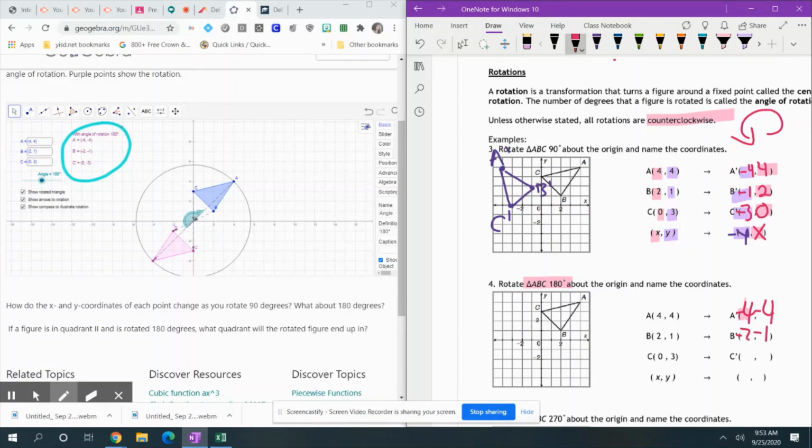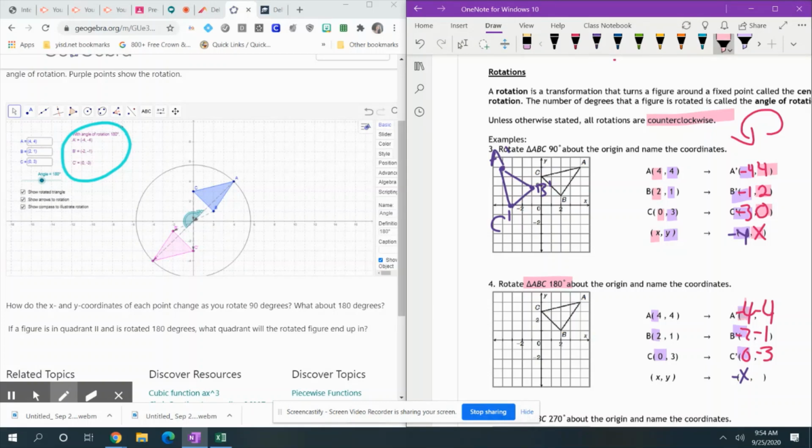C is now (0, -3). Okay, so let's go ahead and see the pattern here. When we did a 180-degree rotation, if we look at the x values, 4, 2, 0, they all stayed the same. The only difference is that they became negative. So they became the opposite sign. They changed signs. So the location stayed the same. It's still under x, so negative x, but they all changed signs.